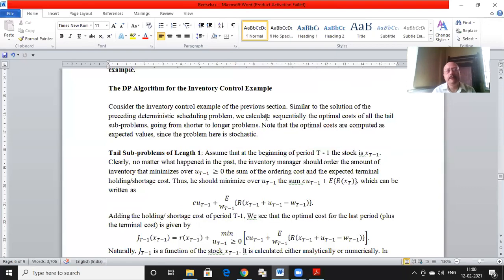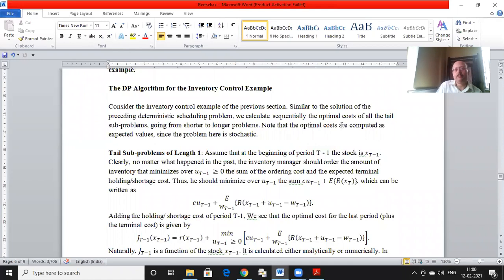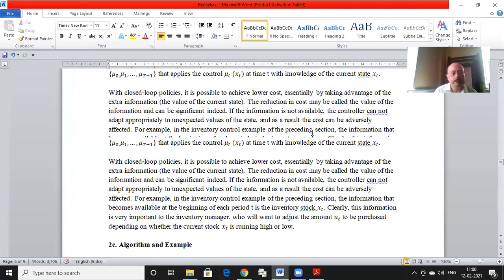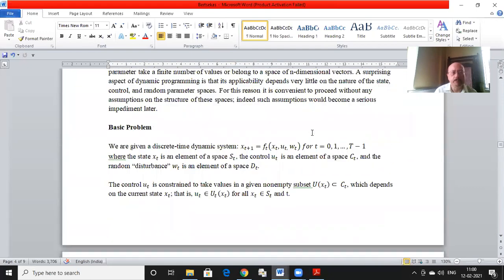And this is the book by Bertsekas. Bertsekas has a very nice textbook on dynamic programming. So I'm not going to talk about the whole thing. I'm just going to tell you how it works. So let me first show you the example. What is the example here? The basic problem.